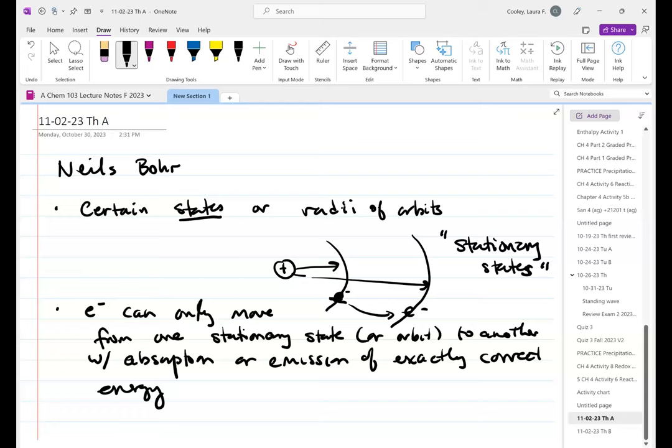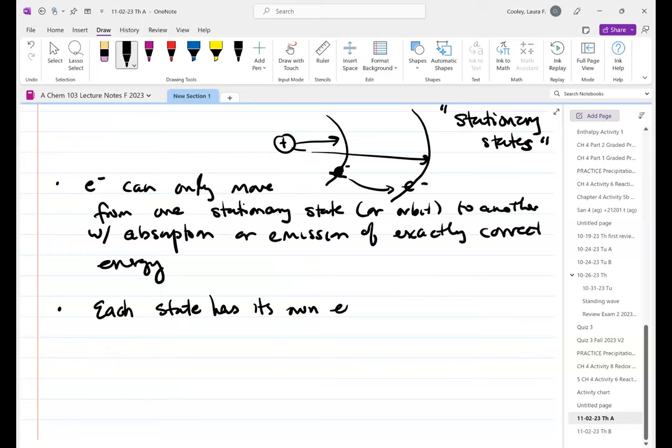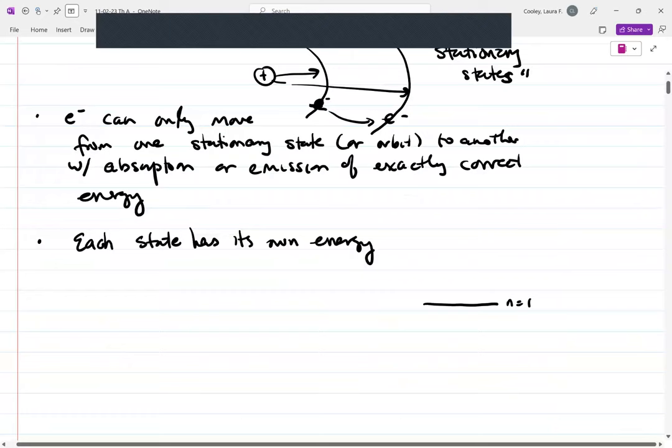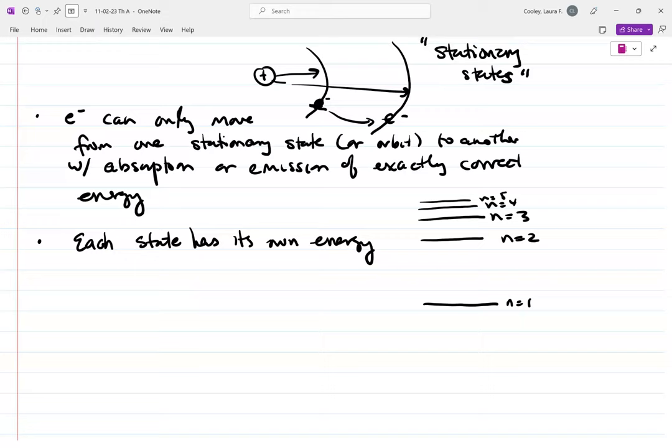Now, this also presumes that electrons can only have certain energies corresponding to these radii. Each of these states has its own energy. So we have this state with n equals 1. I use the number n to keep track of these states. Then n equals 2, and they start to get closer together, like that. Okay. And each one has an energy. This would be E1, E2, E3.